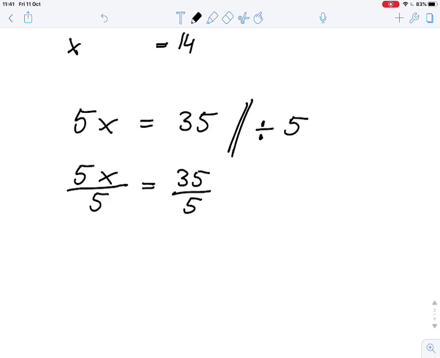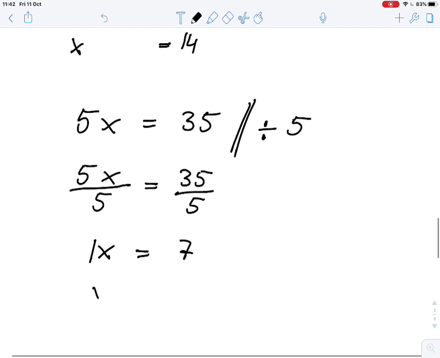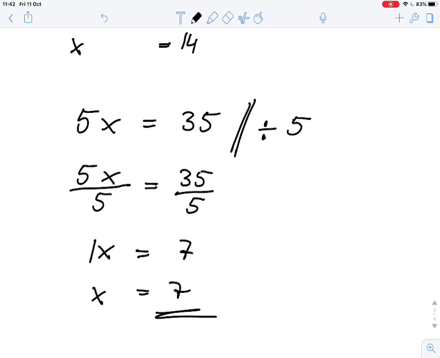And what I see here is 5x divided by 5 gives me 1x equals 35 divided by 5, 7. And conventionally, we don't need to write the 1. We just simply write x. X equals 7. And again, we have exactly what we wanted to have. We have all the x on one side and all the non-x on the other side.